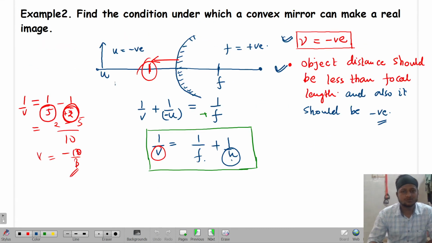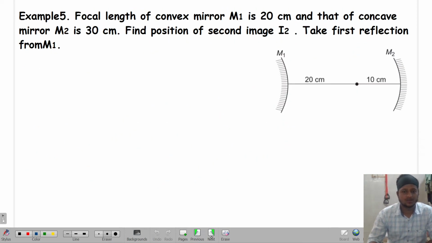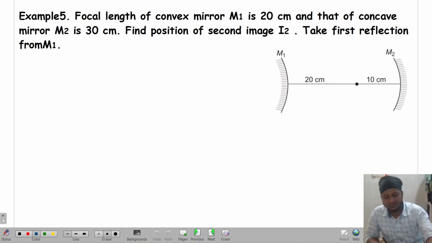So this is your calculation to do. I'm not going to do all of these stuffs. Okay, now move to next question, type 5, last type 5.